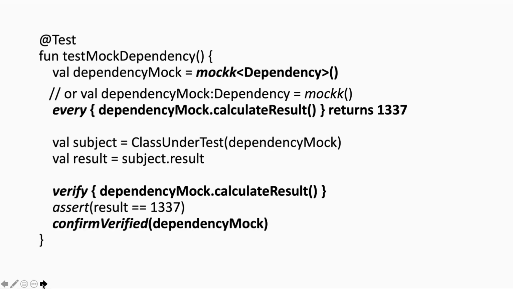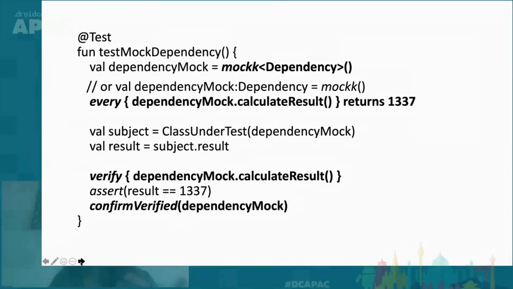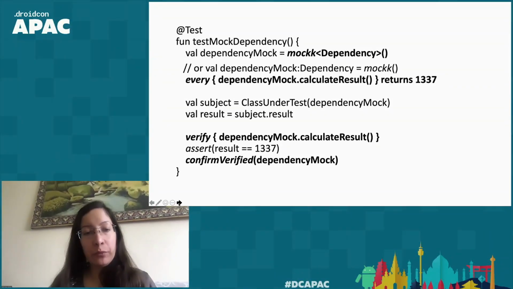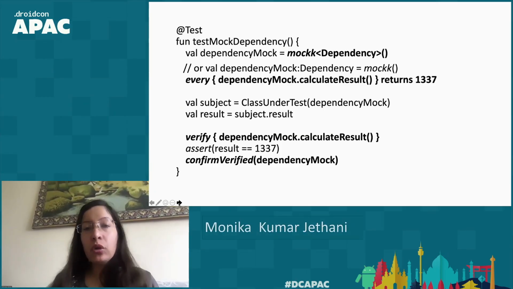And then we make the instance of the class under test. We use this result, and then we verify. Every and verify are both MockK constructs. In verify, we make sure that the calculate result method has been invoked on the dependency mock, and then we perform the assertion, which will be on normal JUnit assertions. But every and verify are the constructs with which you can specify the mock result you would want to return from a particular method, and in verify you would want to verify that the mock method has been called.